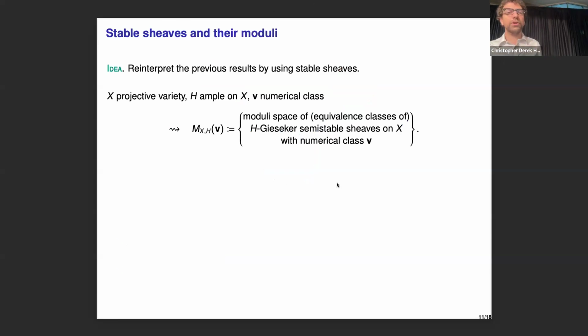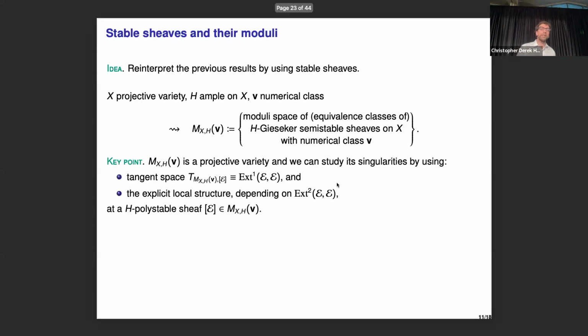Let me first do a very quick crash course on moduli spaces. Actually, it's not a crash course, but it's fine. So let's take a projective variety and fix an ample line bundle on it. And let's fix some numerical class. For the moment I'm very vague; I will be more precise later. But in general, you fix the Hilbert polynomial. For us, X will be smooth, and so V will be the Chern character, or even better, the Mukai vector, as we're going to see in a second. I denote by M_X(H, v) the moduli space of equivalence classes of semistable sheaves on X with a fixed numerical class.